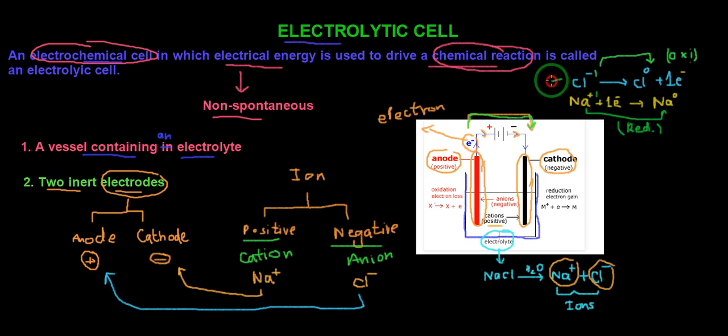Now this oxidation reaction occurs at the anode, while the reduction reaction occurs at the cathode of the electrolytic cell.